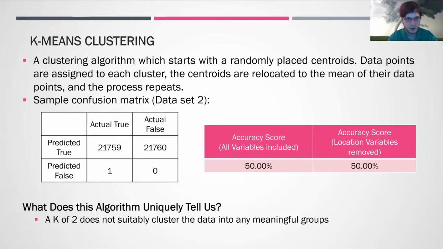You can look at the confusion matrix and see that all but one of the entries were put into one of the two clusters used. So a k value of 2, which is what we're using for all the other methods, does not suitably cluster the data into any meaningful groups. I could have chosen either of these two clusters as true or false, because k-means clustering is an unsupervised learning method, so it does not output any labels.